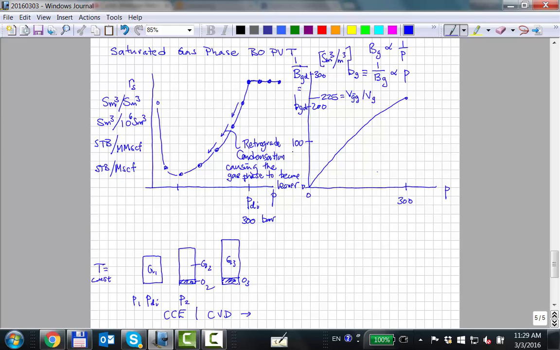Now, what's actually happening here, because these are our saturated properties, is that as you go down here, we've got two things changing. The pressure is decreasing, which gives basically this effect. But the second thing is that the gas composition, that is the little rs, is changing also. So the composition of the gas is changing and the pressure of the gas is changing, and that's going to affect this.